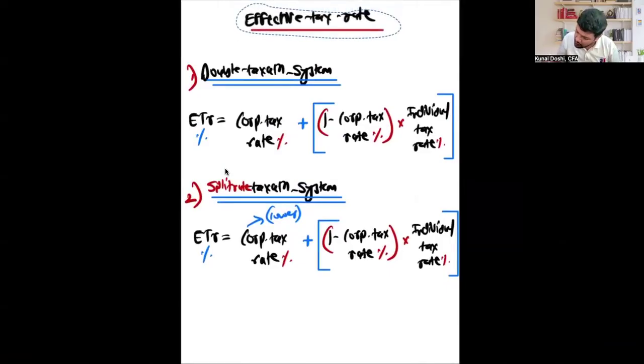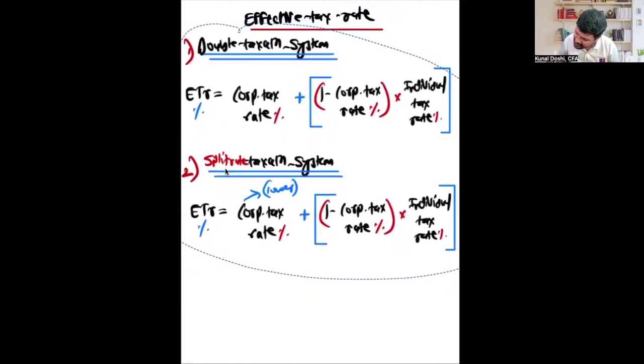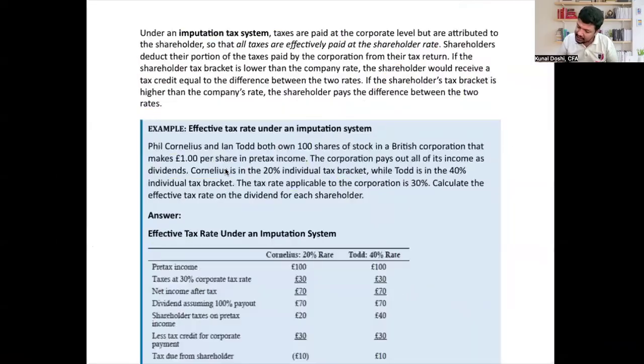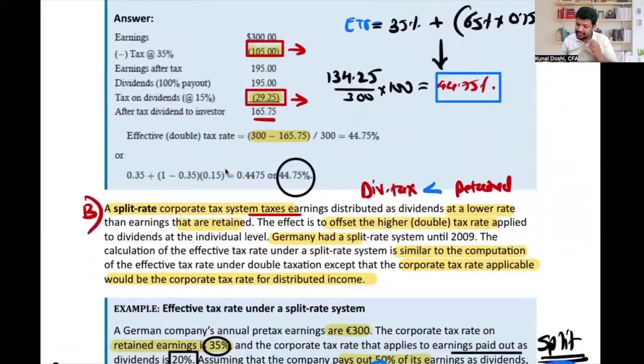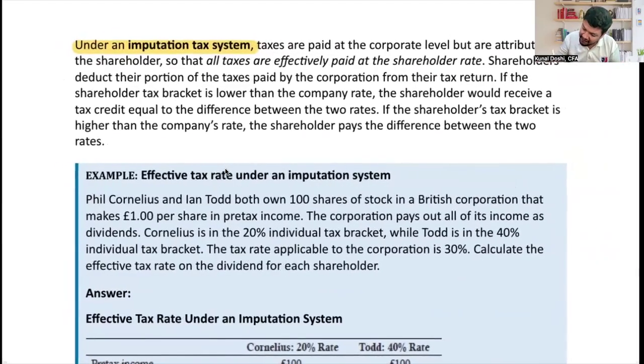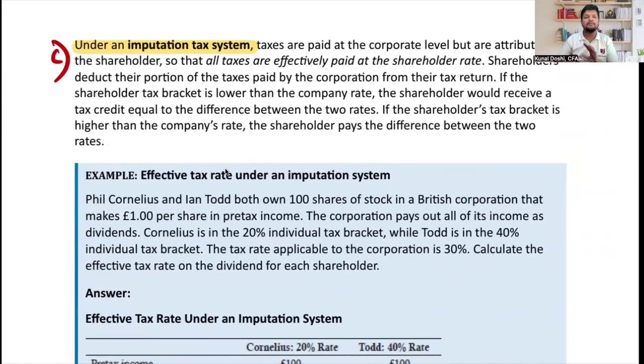Now, there is one more system apart from double taxation and split rate taxation system. What is that system? That system is called the imputation tax system. Out of the three, this is the easiest of all. The easiest of all. Why? Because here you actually don't have to do the calculation.